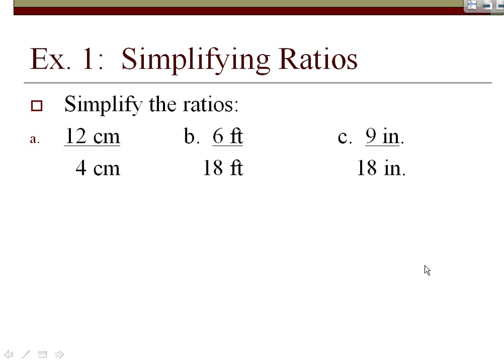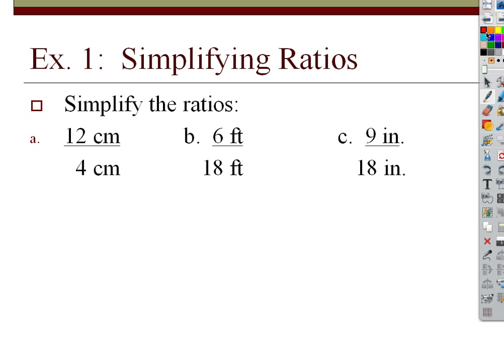Now, when we're dealing with ratios, sometimes we're dealing with actual measurable quantities, like distances. So what do we do? Let's take this first example here, example A.